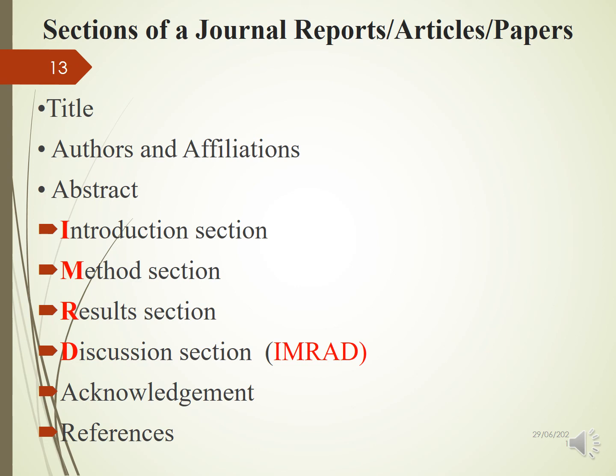Then, when you come to the main section of the journal article, which we've given the acronym IMRAD, we have the introduction section, method section, results section, and discussion section. Then we have the acknowledgement and then the references. But the main sections where you can get the information are the introduction section, method section, results section, and then the discussion section.